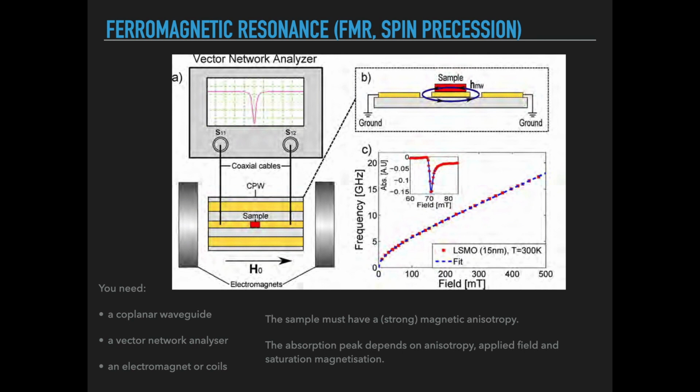In this way, absorption peaks that are due to ferromagnetic resonance can be measured as a function of frequency and of the applied magnetic field. In order for these measurements to be effective, the sample normally is a thin magnetic film, the surface must be very clean, and the sample must have a relatively strong magnetic anisotropy.